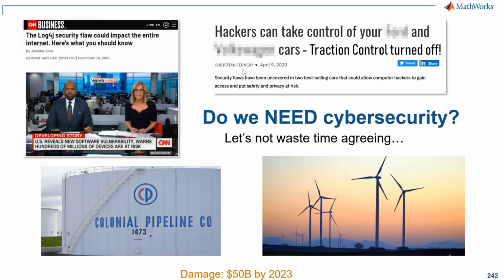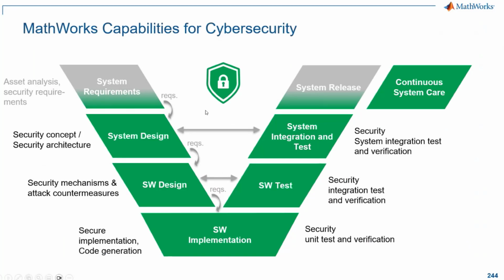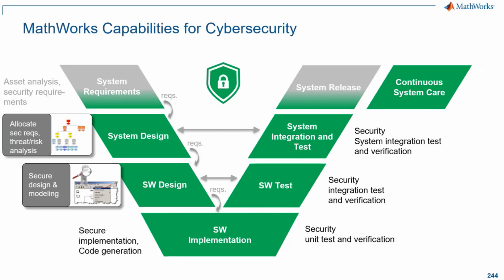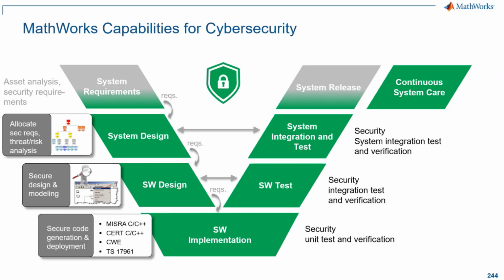And at MathWorks, what are the MathWorks capabilities regarding cybersecurity? MathWorks can help you. Again, I pick the V cycle, and you see that for each phase, MathWorks has a solution for it. Then in the system design phase, we can use the threat and risk analysis, or in the software design phase, security design and modeling, we have tools that help you to achieve cybersecurity at this stage. At the software implementation phase, we have tools that can help you to secure the code generation and deployment by helping with the standard.